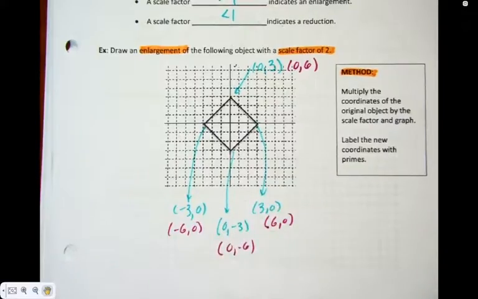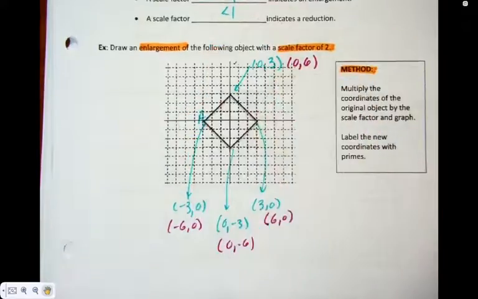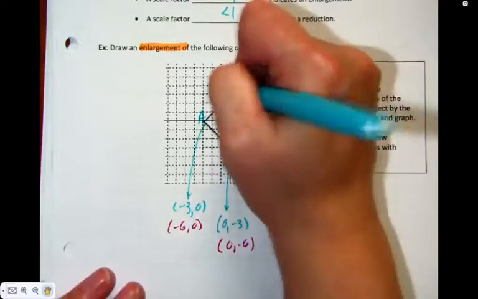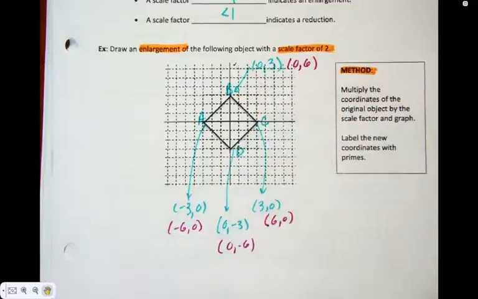Now we need to assign some letters to these points and then get the prime. So I'm just going to start on the left, call it A, because I'm not creative, I'm a mathematician. What do you think I want to call the top? The left, or the right, sorry? And D.